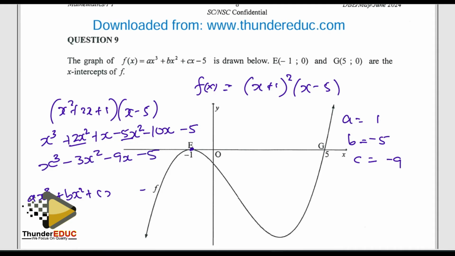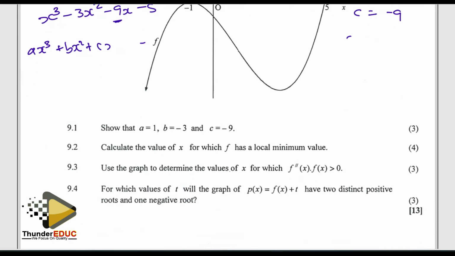Why is everything in minus minus? Does it make sense? Most probably. So the a is 1, the b is -3, it's not -5. My apologies. c is -9, and then the d is negative. So that is how we would have proved that.